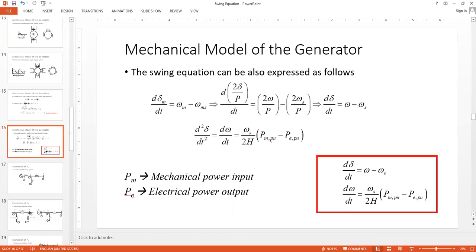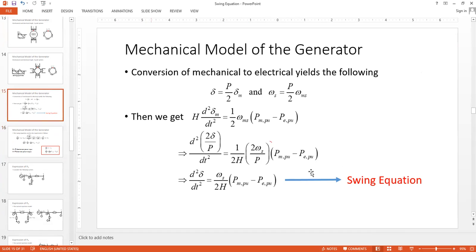So this is the swing equation we were going after, starting from the last class. This is the swing equation. What is the order of this equation? Second order. It's a second order equation, a second order ordinary differential equation.